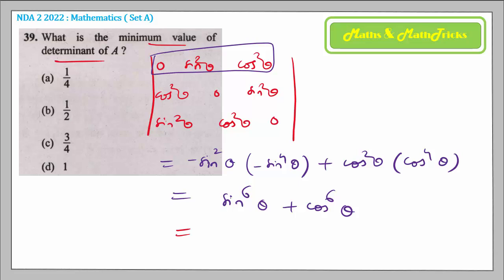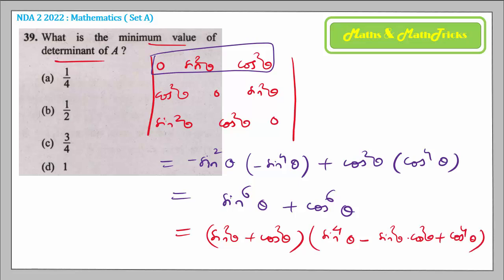So it will become a³ + b³ formula, which is ultimately sin²θ + cos²θ, that is (a + b) into (a² + b² − ab). Here a² is sin⁴θ, so sin⁴θ minus a into b, which is sin²θ cos²θ, plus cos⁴θ. Once again, this bracket, the value is 1. Again this power 4 you have to split, square to square, power 2 to 2. So in the simplification you will get sin²θ + cos²θ = 1.